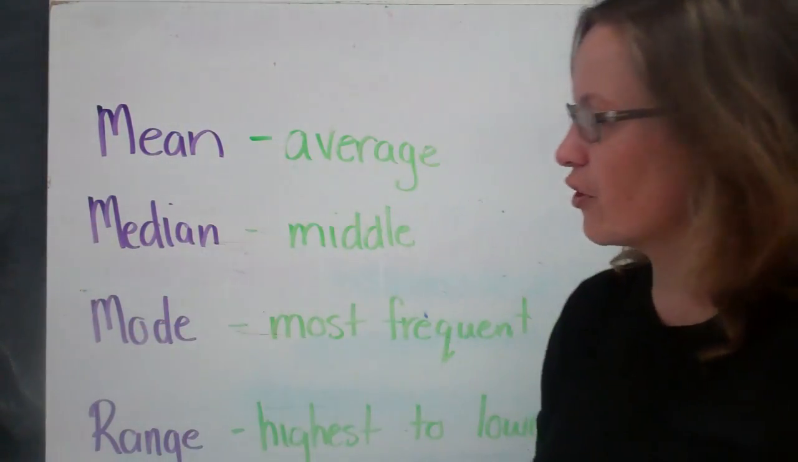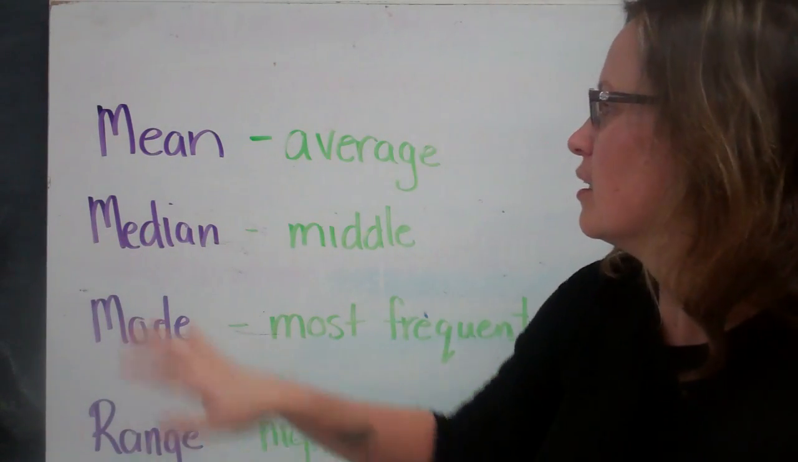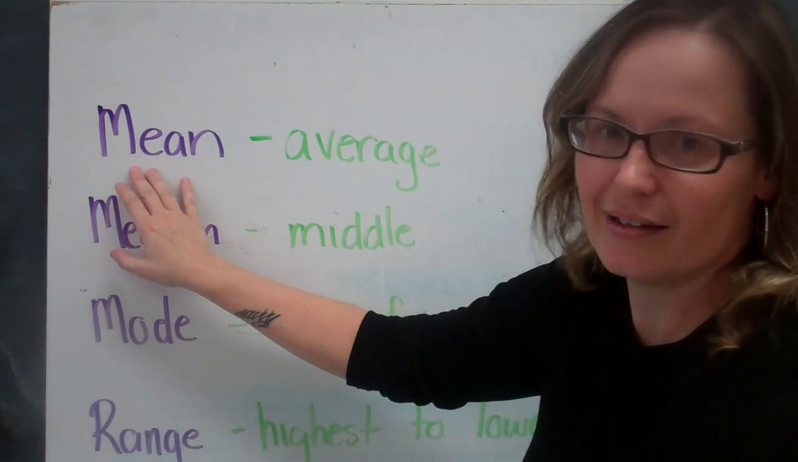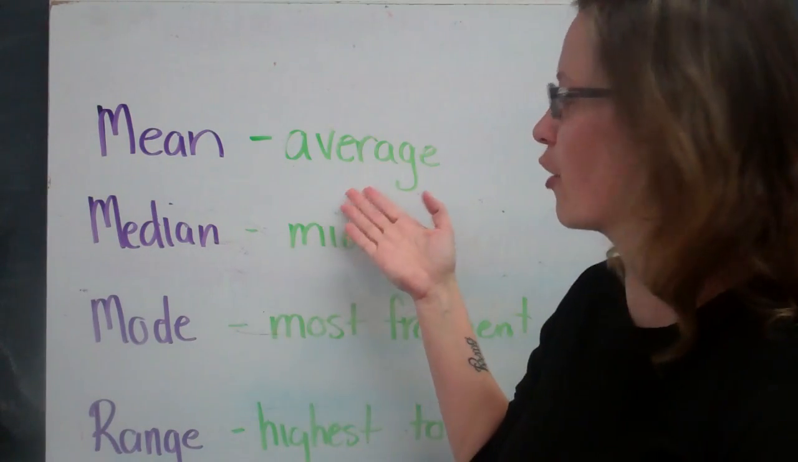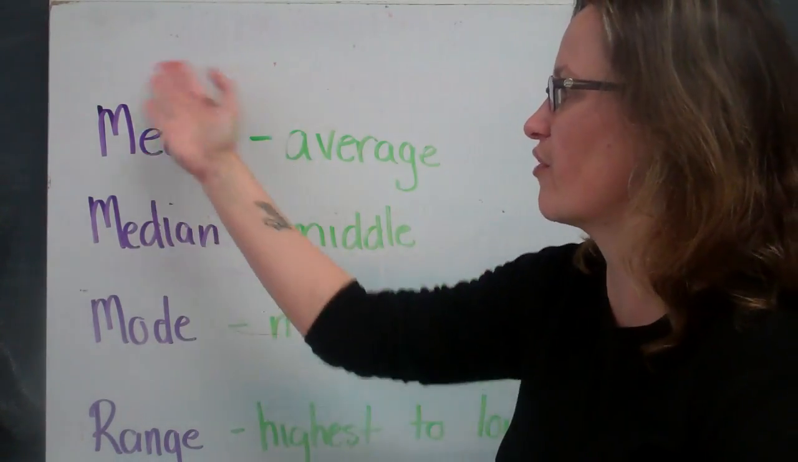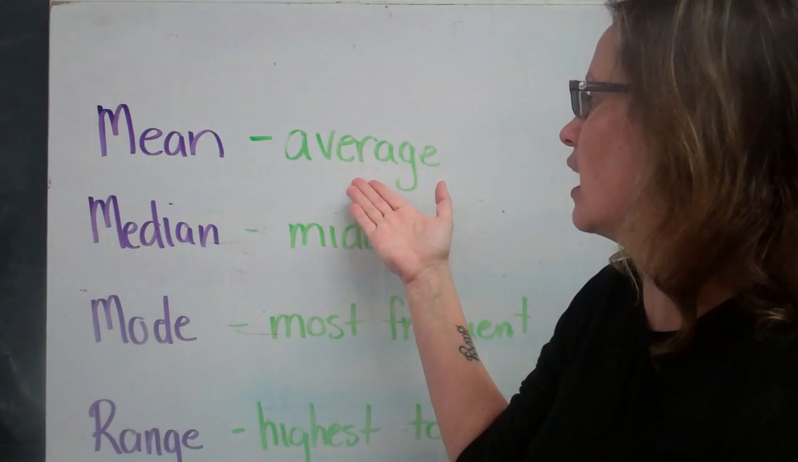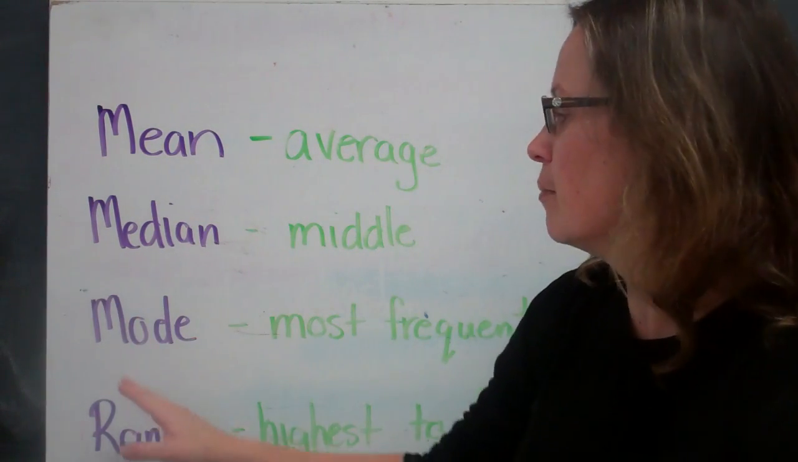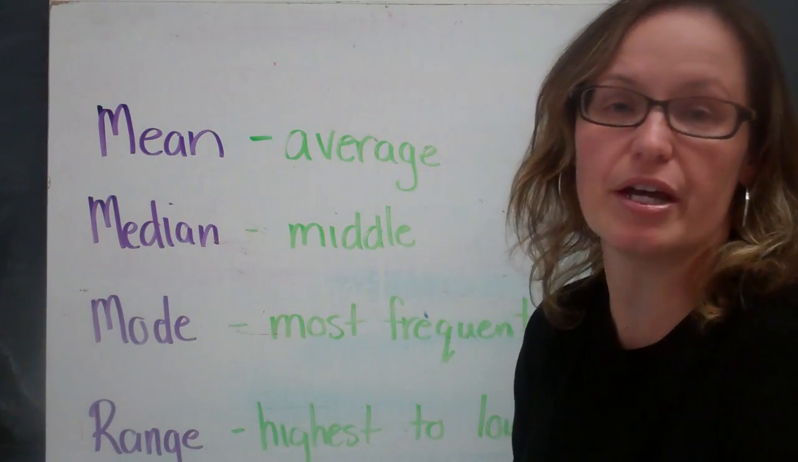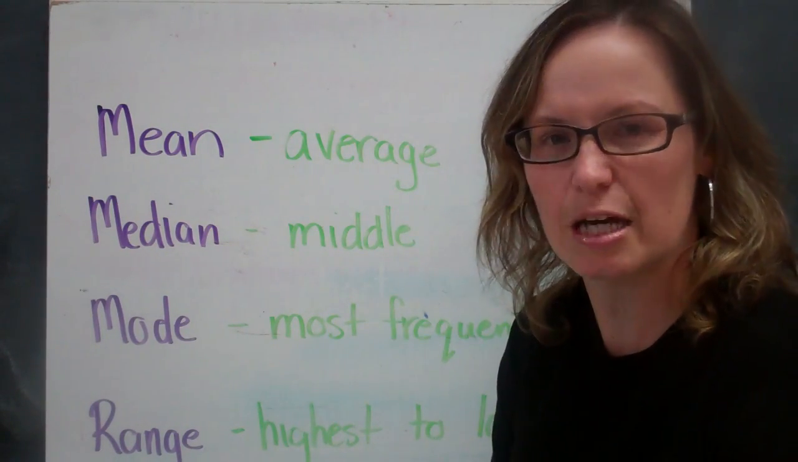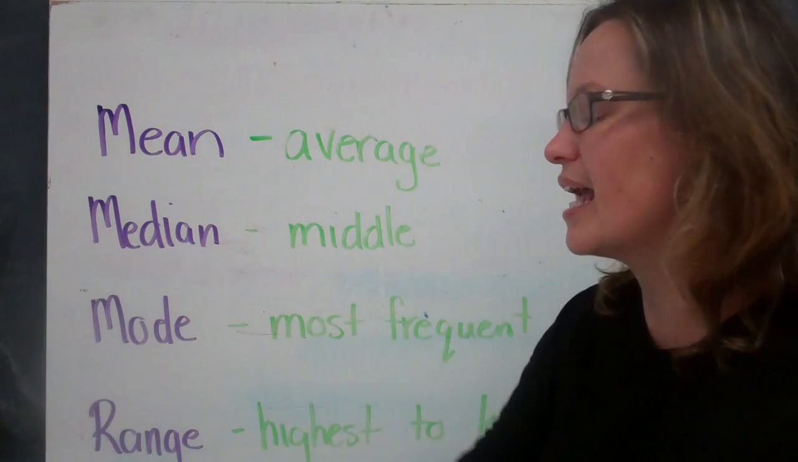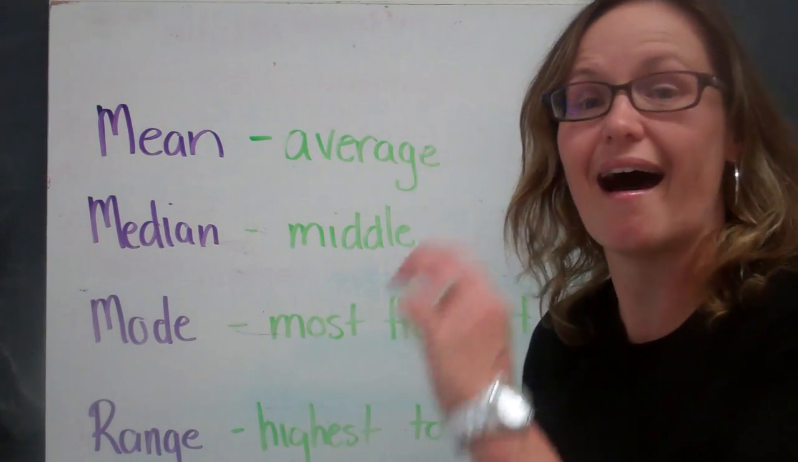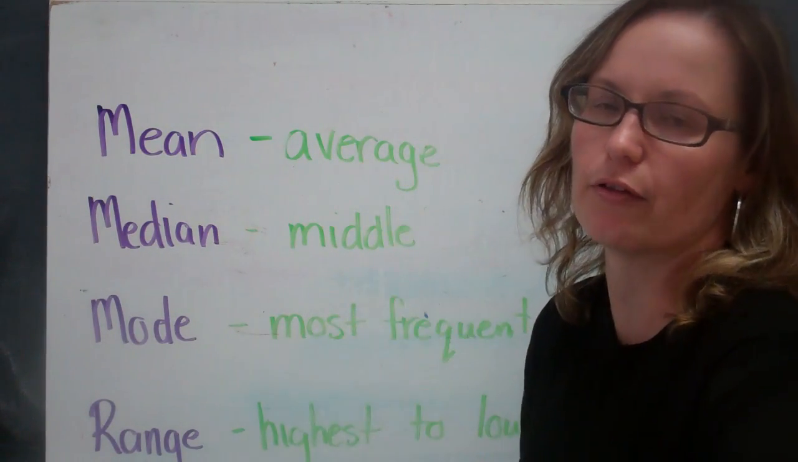So first, let's talk about terminology. When we're talking about mean, we're talking about the average. You probably have heard this term before. So when we're referring to the mean of a set of data, we're talking about the average. Median, we're talking about the middle number. Mode, we're talking about the number that appears most frequently, or the numbers that appear most frequently. And for range, we're talking about the difference between the highest number in the data and the lowest number in the data.